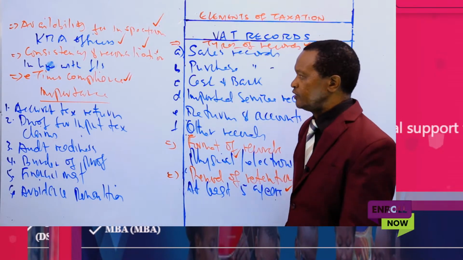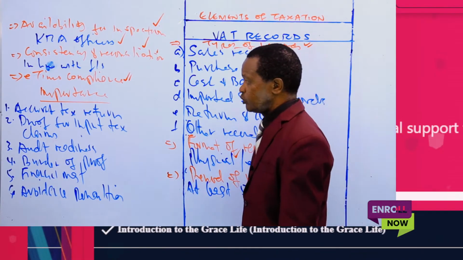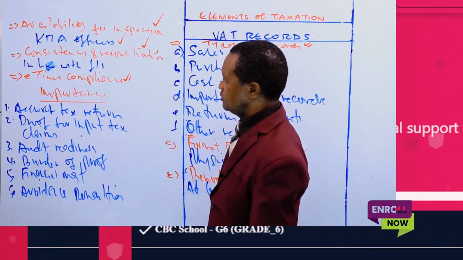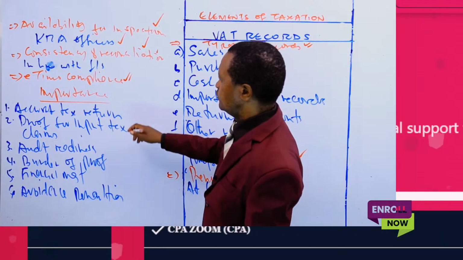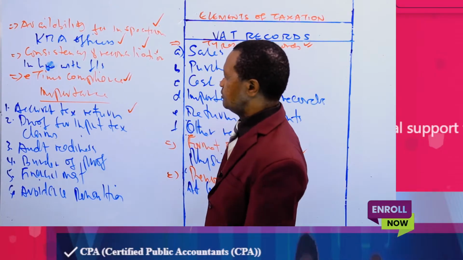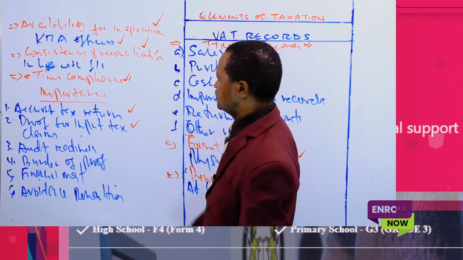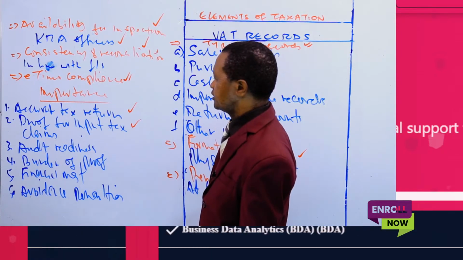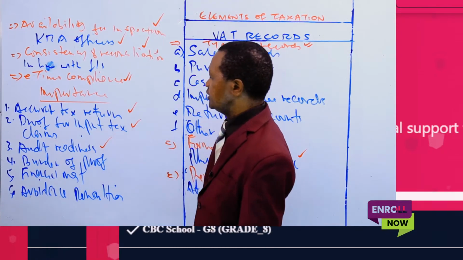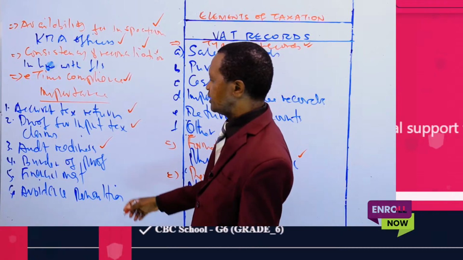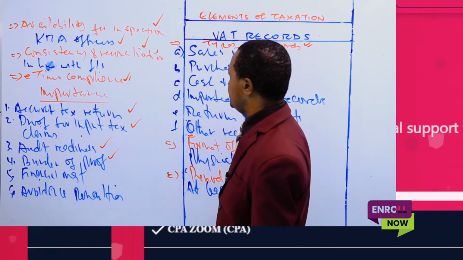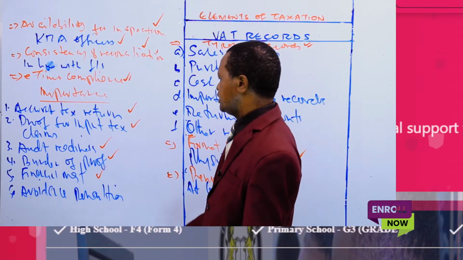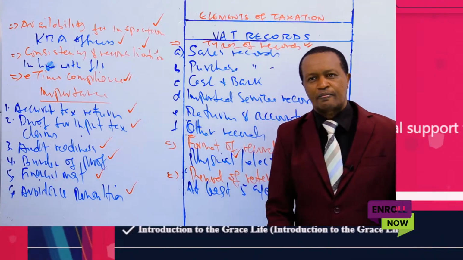In this lesson, again, we've identified 6 reasons why keeping proper VAT records is critical. One is to account for tax returns. It may be used as proof for input tax claims. These records help the taxpayer be ready for audits. It is also that the burden of proof lies with the VAT registered person. 5 is financial management, and 6 is avoidance of penalties.